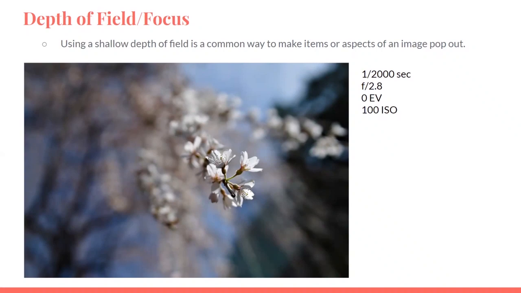Also because the aperture is so wide open in this photo, the shutter speed is really fast, which was helpful on this day because it was windy. And if that shutter speed wasn't that fast, then the cherry blossoms would have been moving too much. It also was a really low ISO because it was so sunny and bright out that day.